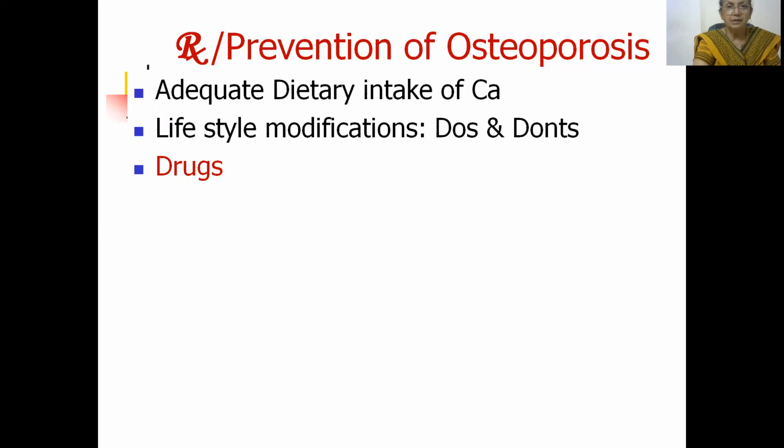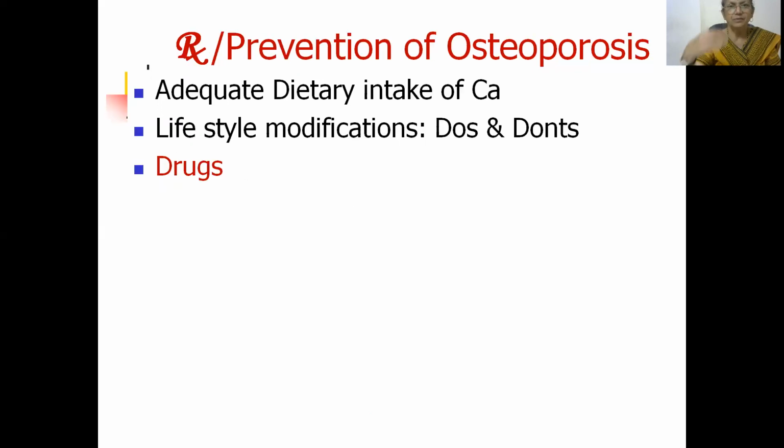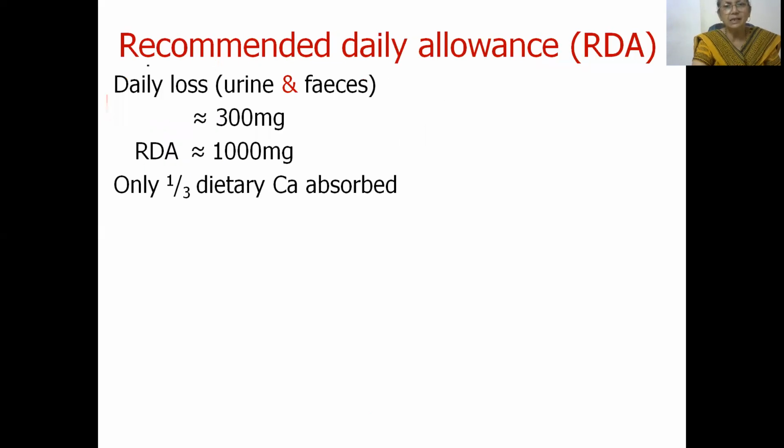And if these two pillars are not enough, then we resort to drugs. And then the drugs would be employed in this order. First, we will just discuss what we mean by adequate dietary intake, what we mean by lifestyle modifications, and then we will go on to study the drugs. So what is the recommended daily allowance, recommended daily intake of calcium? It depends on what is lost.